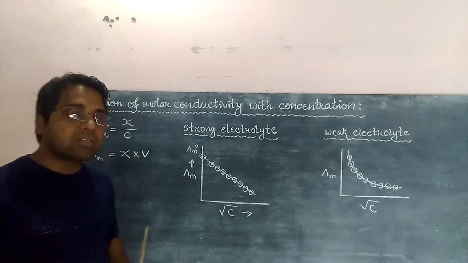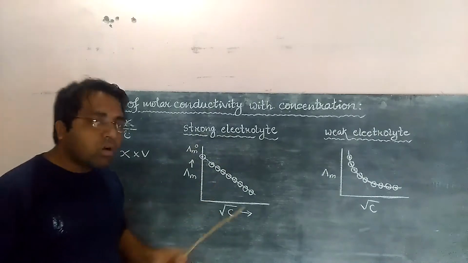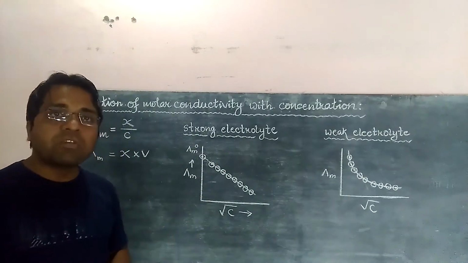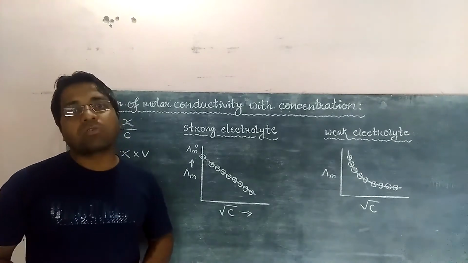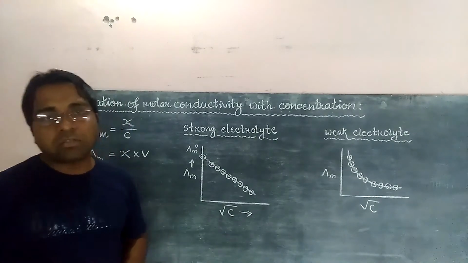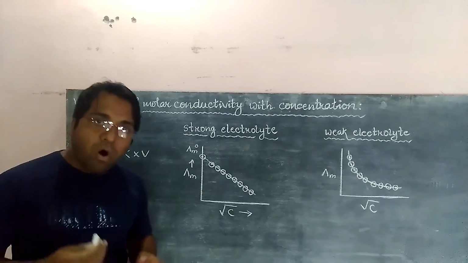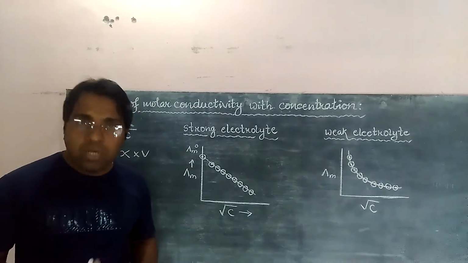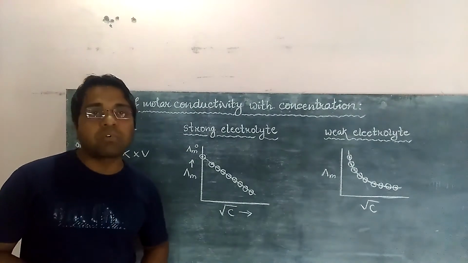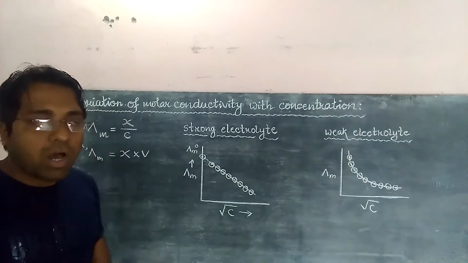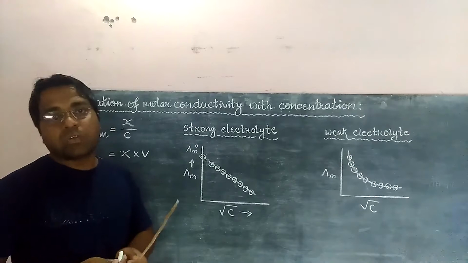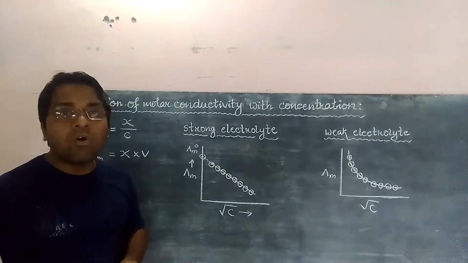First of all, let us consider the example of a strong electrolyte. In our previous videos, we learned about strong electrolytes. Strong electrolytes are those electrolytes which dissociate completely into ions in the solution. For example, potassium chloride, sodium chloride, ammonium chloride, etc. It means at any concentration, they release all their ions.